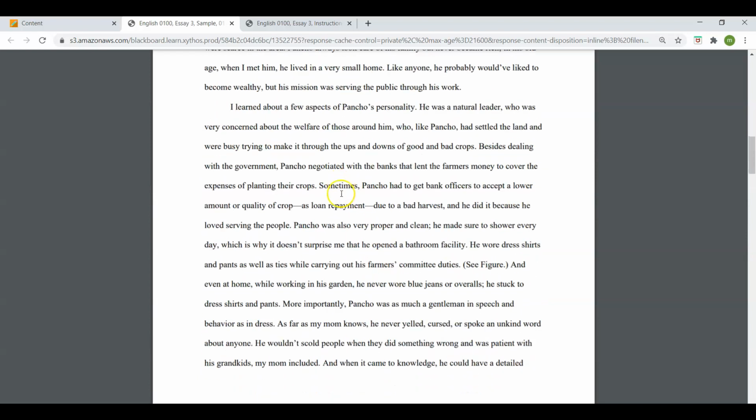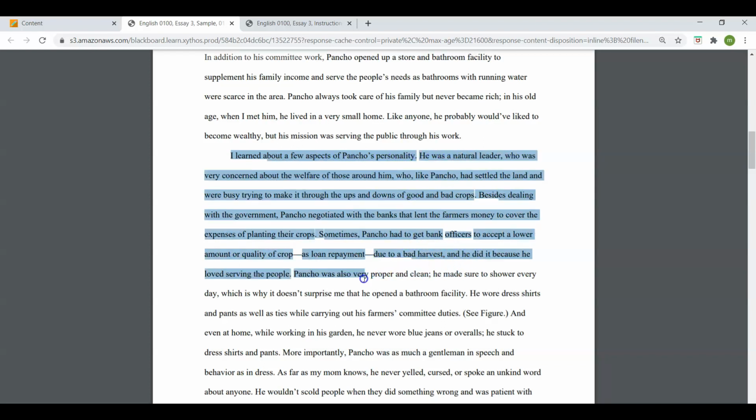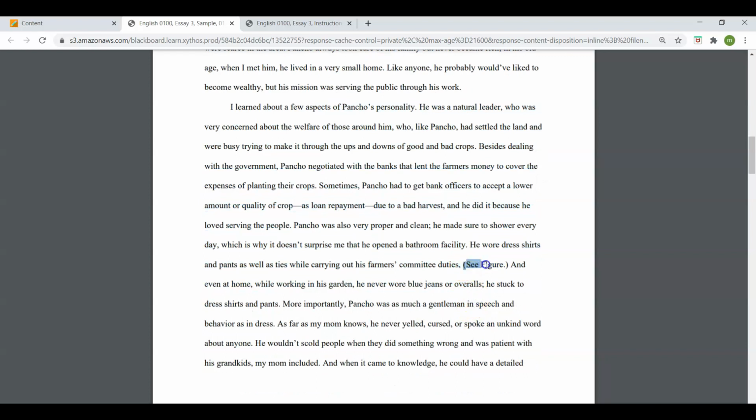In my second body paragraph, I say here that I learned a bit about Pancho's personality. Then I talked about his personality, things he liked to do and things he liked to say and what he was like and all that. I come to a sentence that says he wore dress shirts and pants as well as ties while carrying out his farmer's committee duties. He was very formal the way he dressed. And I thought this would be the perfect place to say see figure. Figure means some kind of photo, some kind of chart, some kind of graph, some kind of something visual besides words.